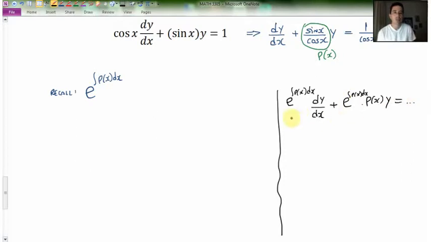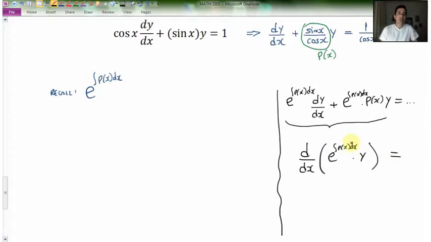But if you look at this side, then this can be written as a derivative of a product, which is e to the integral of p of x dx times y. And that's easy to integrate because we integrate with respect to x, then the derivative disappears. So that's the idea. So let's figure out what this is.